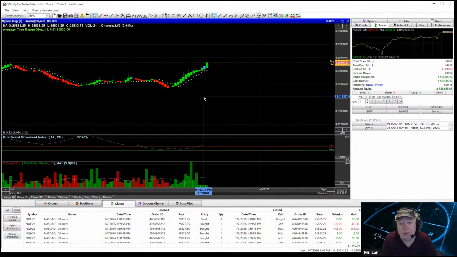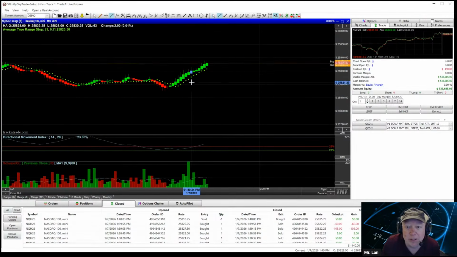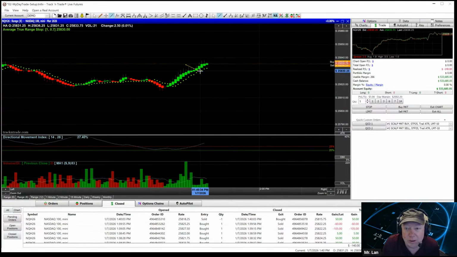Let's see if we can't. Oh my goodness, look at it go. There's a little pennant formation right there. See that little drop right there? Some aggressive guys would have taken that.